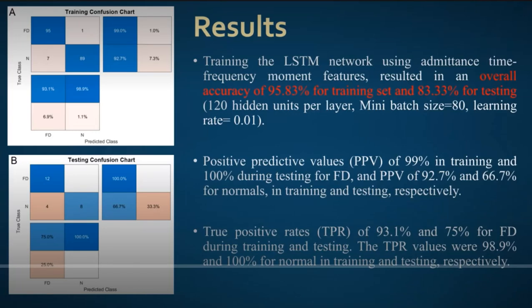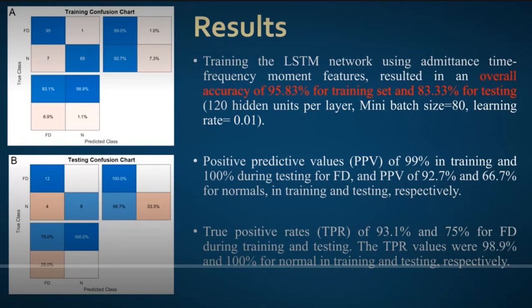So amazingly, if you purely train the LSTM network using admittance features, a surrogate of distension, without using any pressure features, you get an overall accuracy of 95% for training and 83% for testing. So you can see in panel A, in the training session, out of the 96 functional dysphagia, only one was misclassified as being normal. And we also calculated the positive predictive values. That came around 99% in training and 100% during testing for FD, high sensitivity, and a positive predictive value of 92.7 and 66.7 for normals in training and testing.